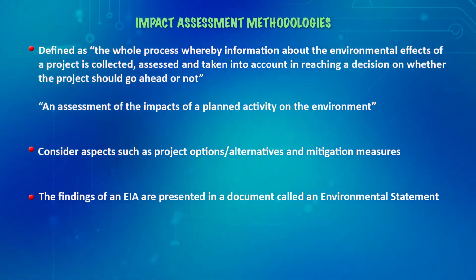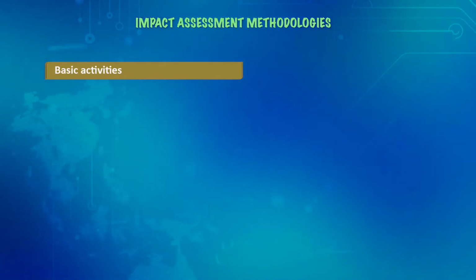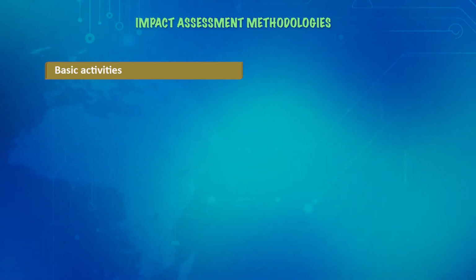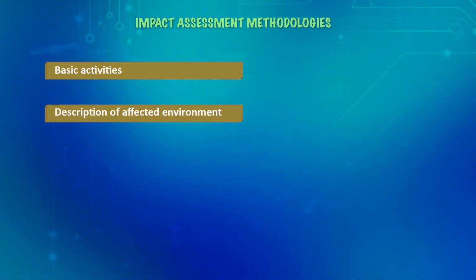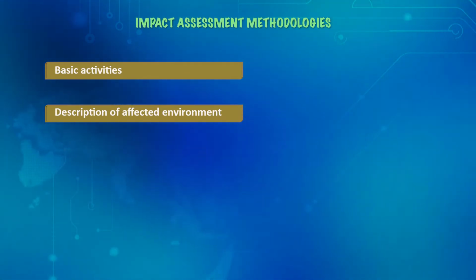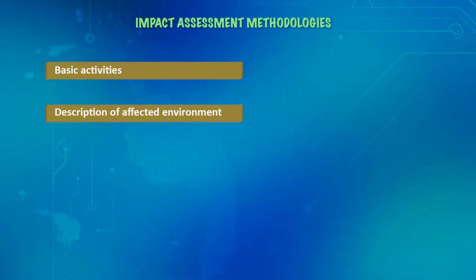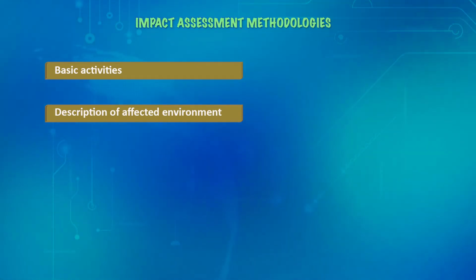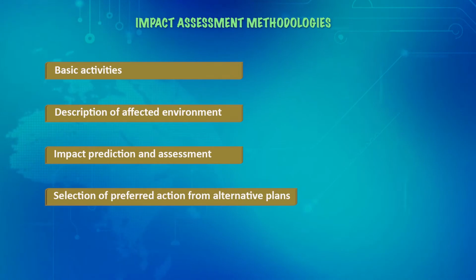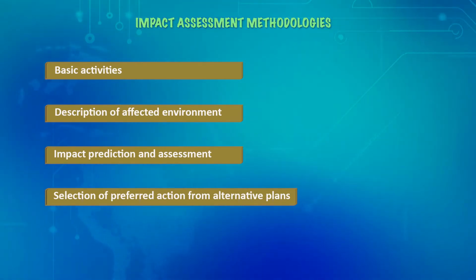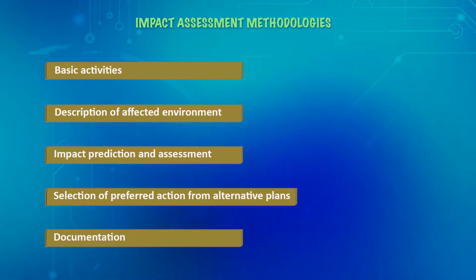In this process, a lot of things are there in the framework. In that framework, certain basic activities are there, wherein we discuss the description of the affected environment, the project proposals and the project alternatives, and the third one is impact prediction and assessment. The next important aspect of the framework is the preferred action, where you need to select the preferred action from a suite of alternative plans, and the last one is the documentation.